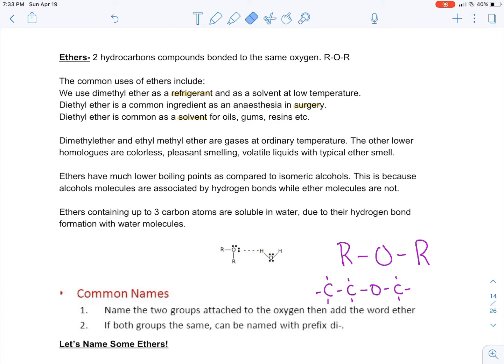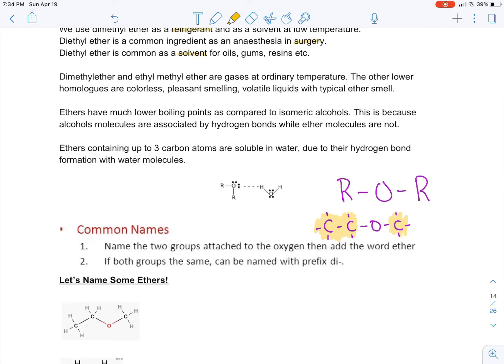If you had one, it'd be methyl ethyl ether, right? So you're just naming the hydrocarbon chain on either side of this oxygen. And I'm not going to be picky on which one you put first. They're probably supposed to be alphabetical, but you just name those 2 sections and just say ether after it. If they're both the same, you say di.